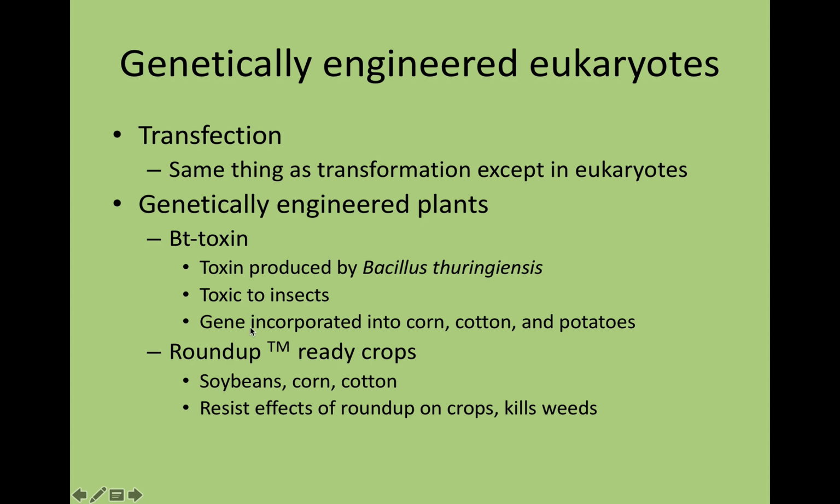So scientists have incorporated this into corn, cotton, and potatoes, and the actual plant will produce that toxin. So a larva stage organism can try to consume the corn, for example. It will get sick and it will basically stop feeding and die. This is a selectively toxic toxin, so it's not harmful to humans.